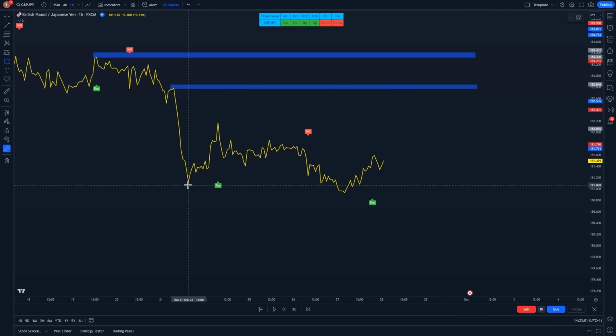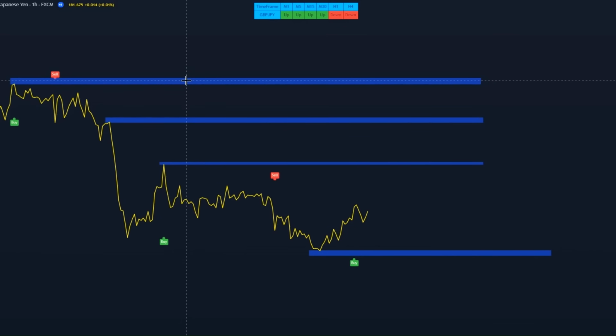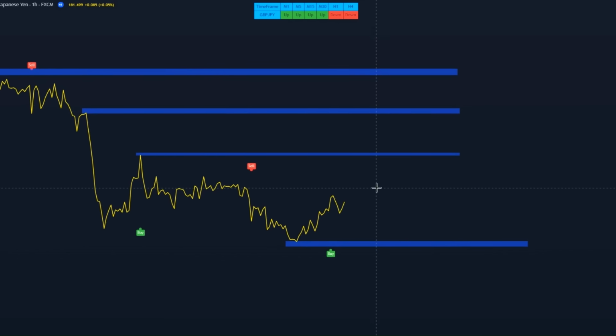And then on the support side, I would mark out this zone, but you can see price has broken this level right here and come down. So I'll mark out the bottom. And finally, I'll mark out this level as a resistance as well. Okay, so we've got our 3 lines of resistance here and our 1 level of support. So let's see where price moves.